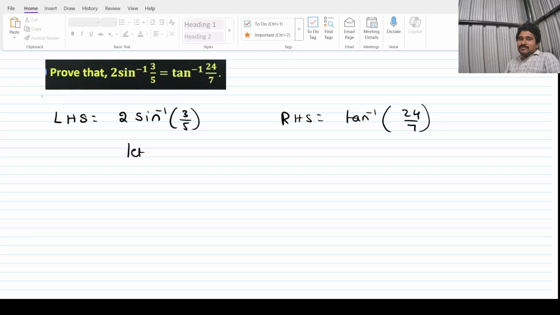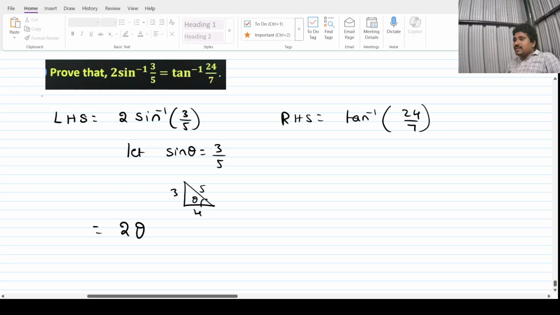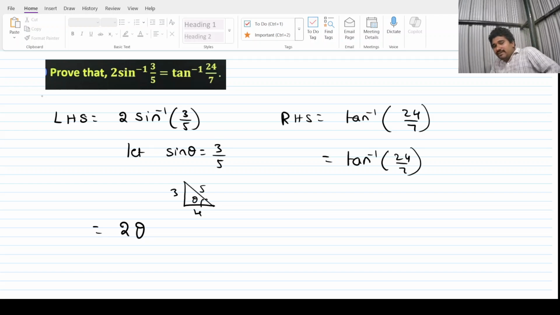Okay, let me treat sin theta is equal to 3 by 5. Then theta here, this will be how much? 3, 5, 4. So from here, you are going to get 2 theta right here. Yes or no? Yes. Same thing you check here. Tan inverse 24 by 7.